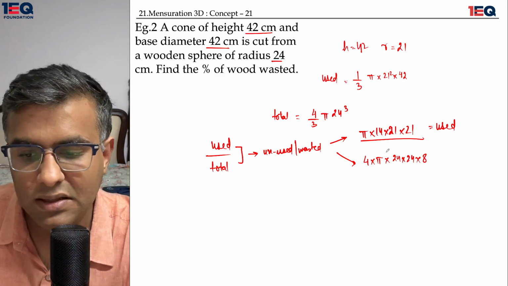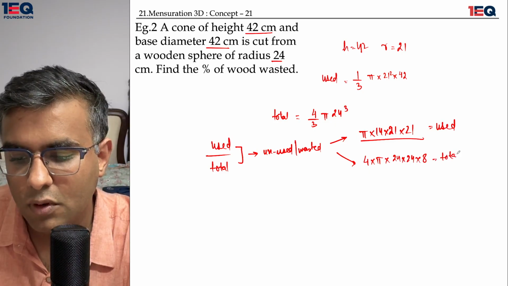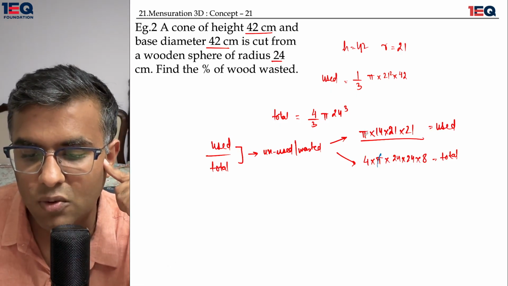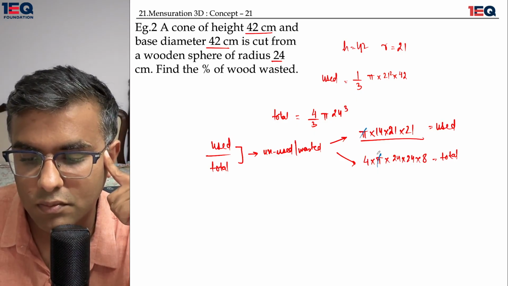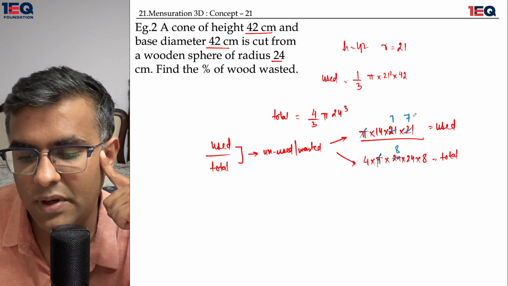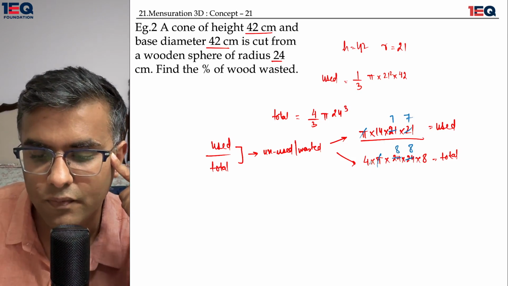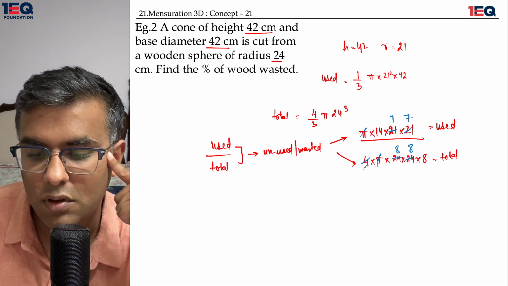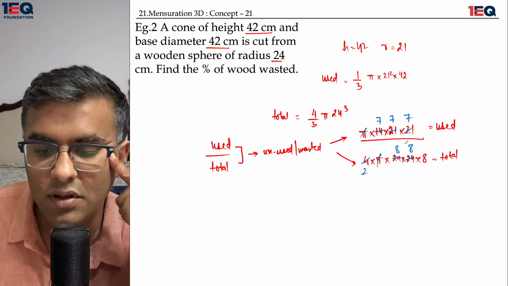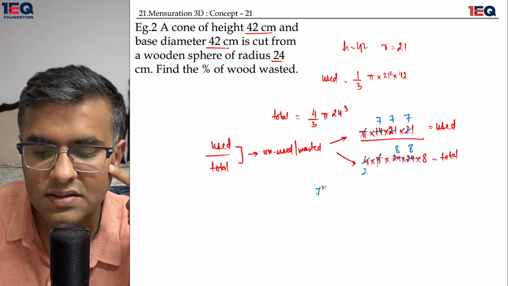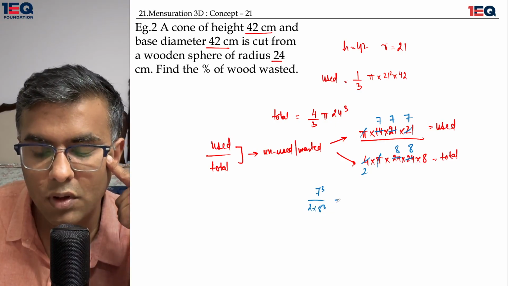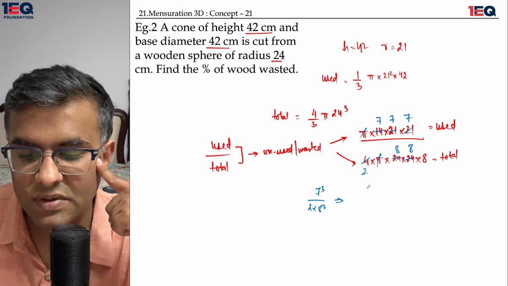So I'll quickly cancel things out, and this is equal to total. I would use a different color pen for cancelling things out. The pi goes with the pi. 3 7s are 21, 3 8s are 24, 3 7s are 21, 3 8s are 24. 2 2s are 4, 2 7s are 14. What I am left with here is 7 cube upon 2 into 8 cube, which ultimately comes out to be 7 cube is 343.